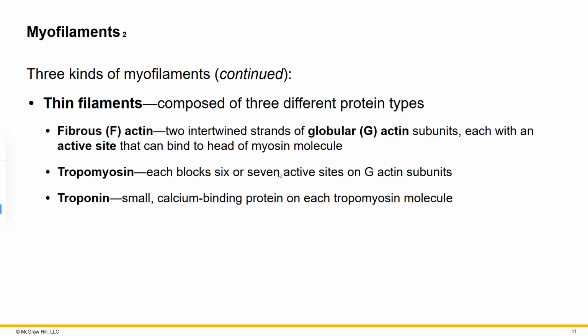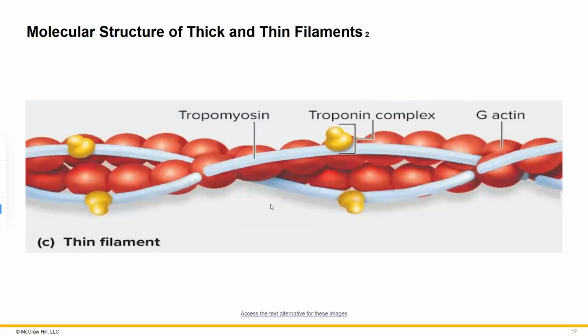Tropomyosin blocks the active sites under a normal resting condition. Troponin binds calcium. When calcium binds to troponin, it causes these to move and unblock those binding sites. Right now they're covering all of the spots where myosin could bind to actin. But as soon as calcium binds, it shifts this out of the way, exposing all of the myosin binding sites, and now myosin heads can bind to actin.